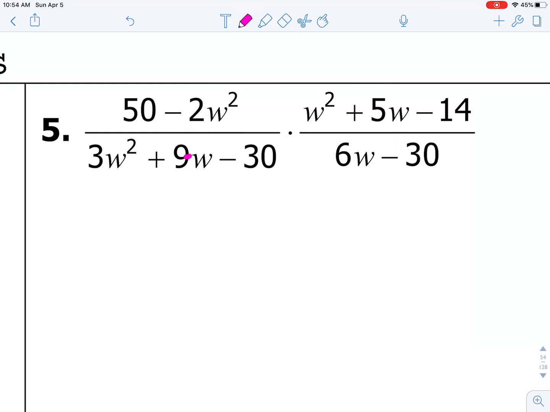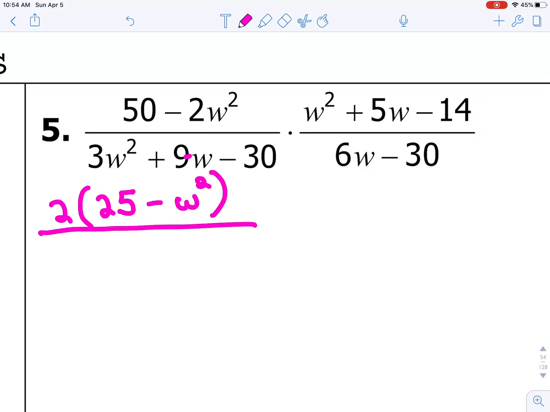So on the top right, I'm going to factor out a 2, and I'm going to have 2 and then 25 minus w squared. And then let's look at the bottom. Now, what divides into all of those? I can divide a 3 into all of those, like that, okay? Now you can see that I divided out a 3. Now this is a is equal to 1, and we're able to handle it.